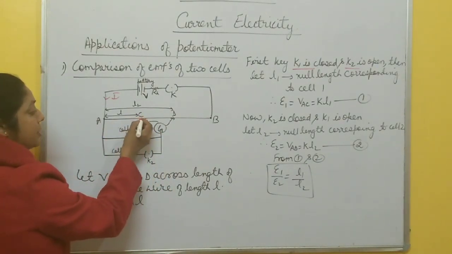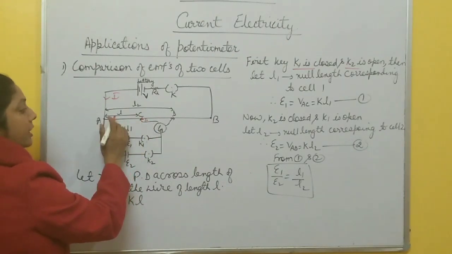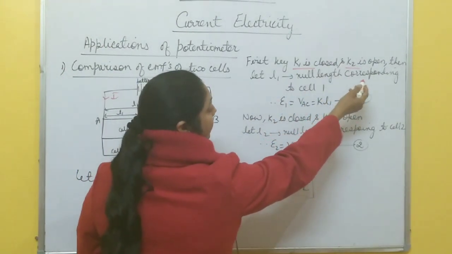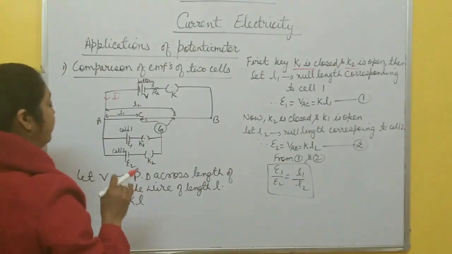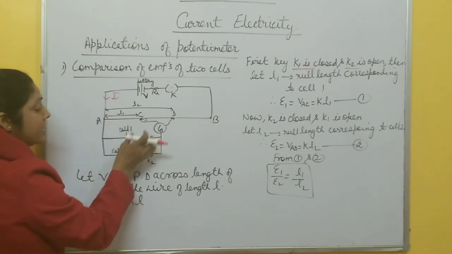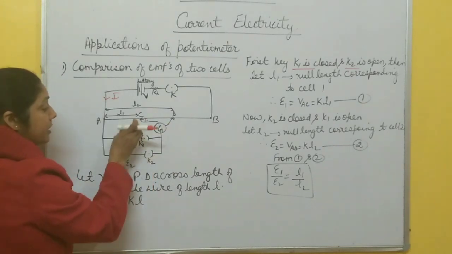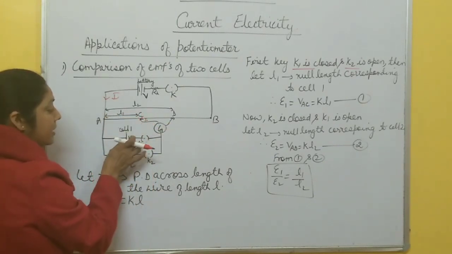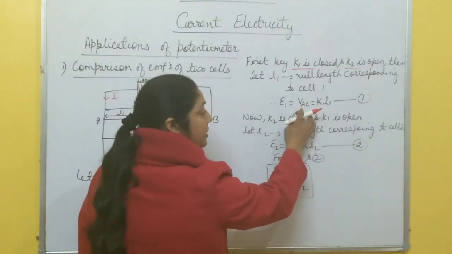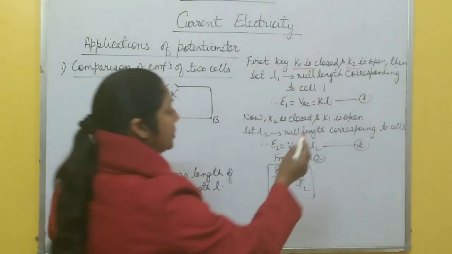Let us suppose that C is the point at which the galvanometer shows no deflection, and the length AC is L1. So L1 is the null length corresponding to cell E1. Now the potential difference across AC is nothing but the EMF of this cell, because the galvanometer shows no deflection. So this EMF E1 is the potential difference across AC, and this is proportional to the length. The length is L1, so E1 equals KL1, equation number 1.